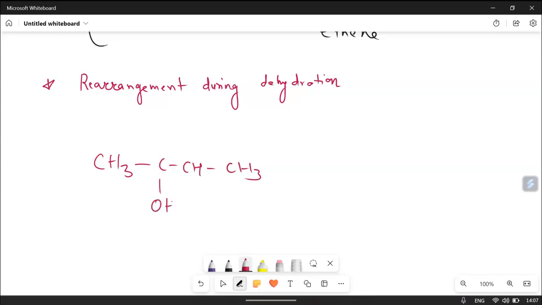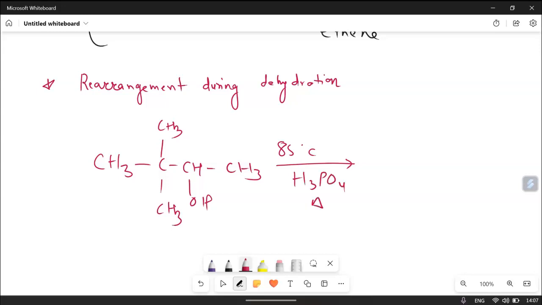Here it is OH, and you can put CH3 here, CH3 here. Here will be OH. So this is 3,3-dimethyl-2-butanol. At a temperature of 85 degrees Celsius, on heating in the presence of H3PO4, it will give a mixture which is CH3, C double bond C, CH3, CH3. That is the type of alkene, right?